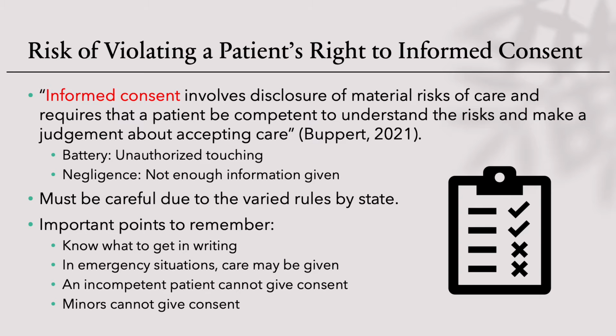Another very important aspect of really all healthcare is informed consent. So the book defines informed consent as involving disclosure of material risks of care, and it requires that a patient be competent to understand the risks and make a judgment about accepting care. A patient is able to sue for two main things: battery, which is unauthorized touching, or negligence, which is not enough information being given. This is overall just extremely important because this is something that a nurse practitioner could get sued for, especially if the consent is not in writing. Then there's proof that informed consent was not obtained.